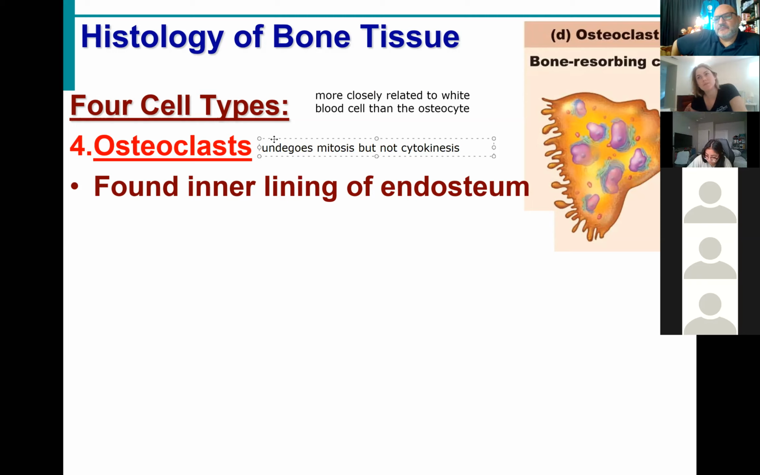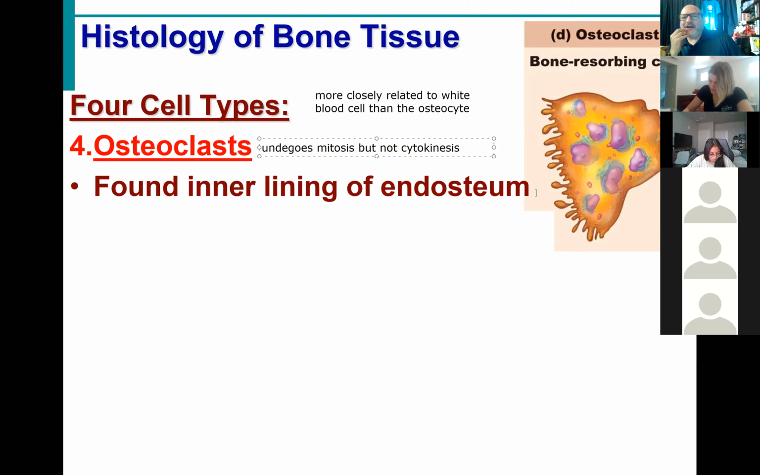It replicates or makes another nucleus but doesn't divide. Perfect. Mitosis, remember, is the process where it divides the nucleus. Cytokinesis is the process where it divides the cytoplasm, or as Adina pointed out, where the cell actually physically divides. Excellent, perfect, that is correct. So notice what we have here is a cell with multiple nuclei.